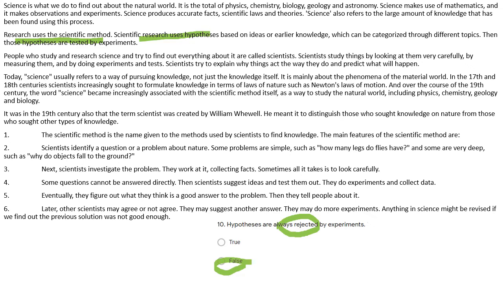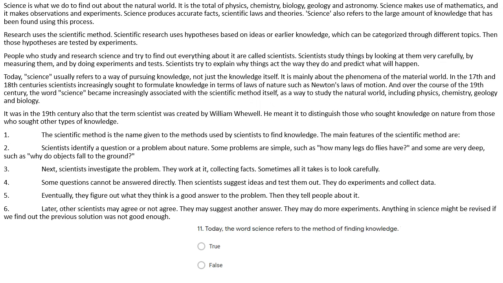Question 11. Today, the word science refers to the method of finding knowledge. What we have today, and the beginning of the fourth paragraph says today. Today, science usually refers to a way of pursuing knowledge, not just the knowledge itself. Pursuing knowledge, finding knowledge, these two things match, so this answer we can say is true.